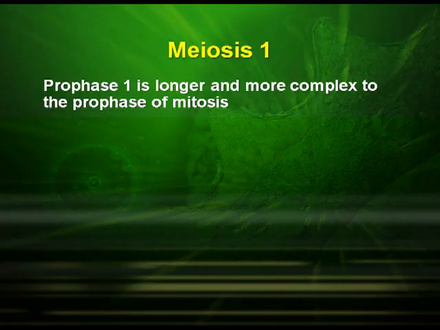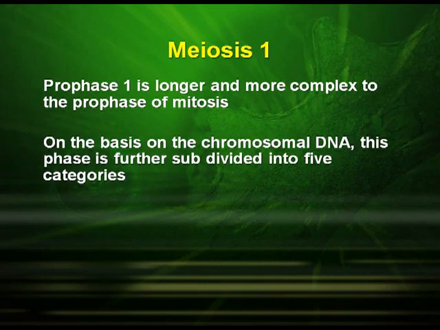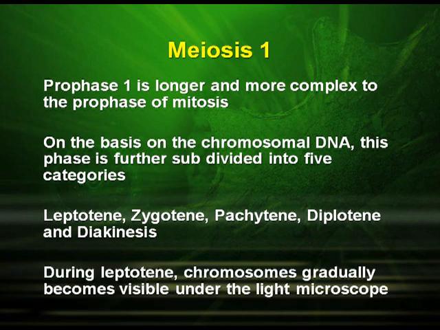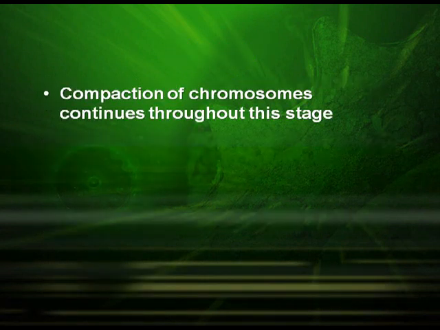Meiosis I starts with prophase I, which is longer and more complex than the prophase of mitosis. On the basis of the chromosomal DNA, this phase is further subdivided into 5 categories, namely leptotene, zygotene, pachytene, diplotene and diakinesis. During leptotene, chromosomes gradually become visible under the light microscope. Compaction of chromosomes continues throughout this stage.